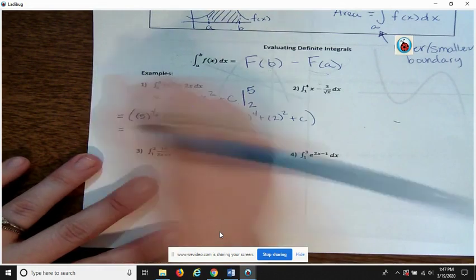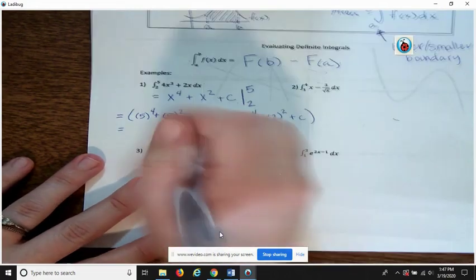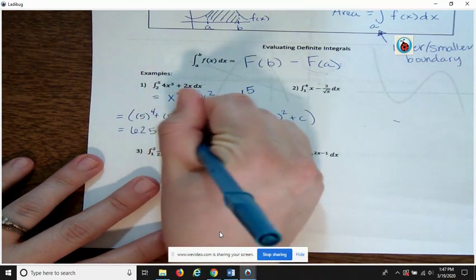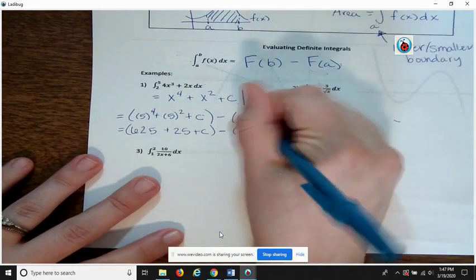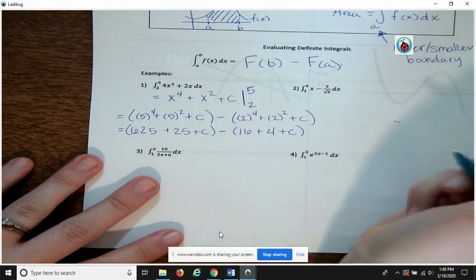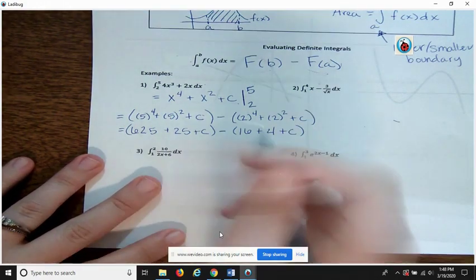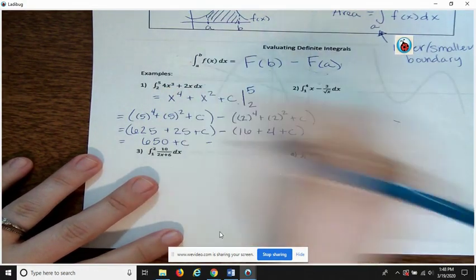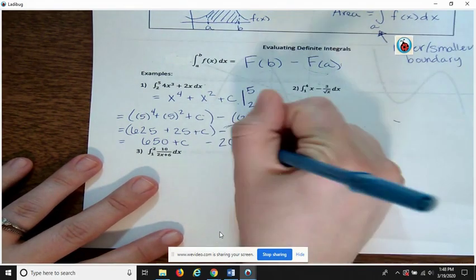So if we actually calculate this out, 5 to the fourth is 625. Then I'm going to add on 5 squared, which is 25, plus c. And then I'm going to subtract 2 to the fourth, which is 16, plus 4, plus c. So when we simplify this, I'll get 650 right here, plus c, minus 16 plus 4 is 20. And then I'm going to distribute this negative sign to both of these pieces, minus c.